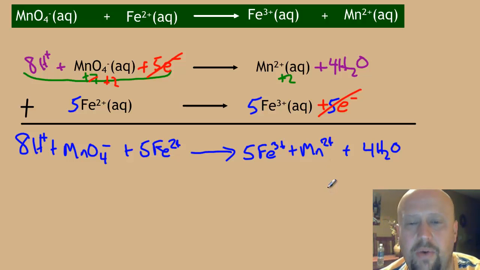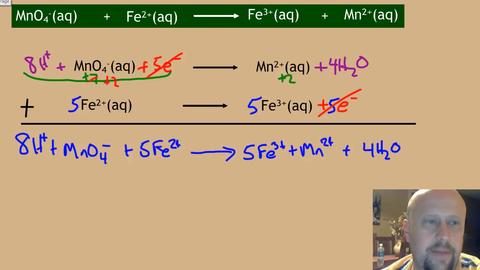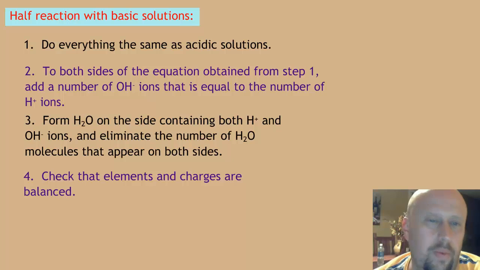And then what you should be doing is checking to make sure that your charges balance out as well. So I've got 8 positives, a minus, so that's 7 positives, and then 10 more, so that's 17 total positives. And then I've got 5 times 3 is 15, plus 2 is 17. So my atoms and my charges balance up, so everything's great now. Okay? So that was for acidic reactions.